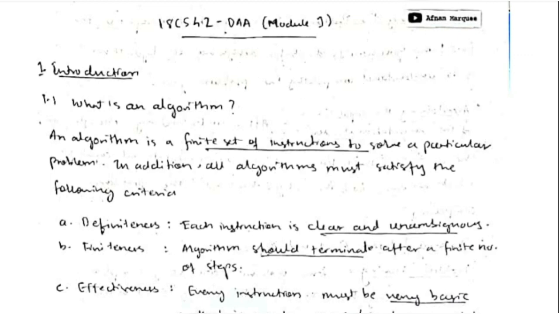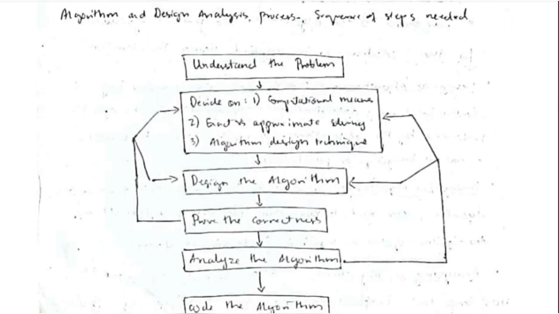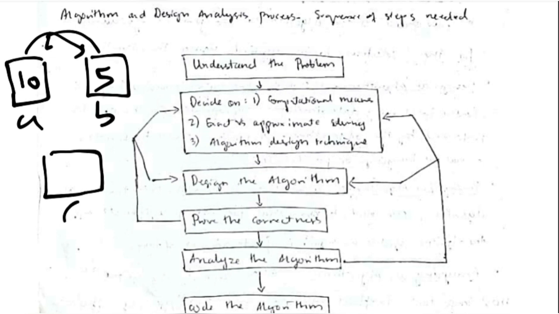Now after knowing what an algorithm is, you have to know the sequence of steps needed to solve problems. Suppose the problem is to swap two numbers. There are two variables a and b. A has the value 10, b has the value 5. Our task is to swap these two numbers. What can we do? We can take a third variable c. First we'll store 10 here, then we'll transfer 5 here, then we'll take this 10 and put it in the place of b.